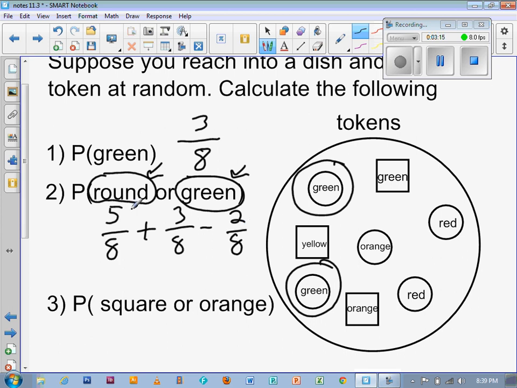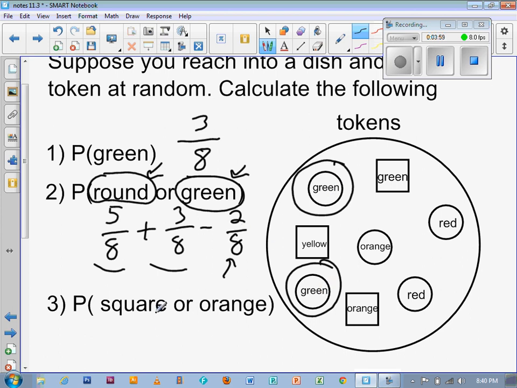So basically, again, we calculate how many round tokens there are, which of course is 5 out of 8. We calculate how many green tokens there are, which is 3 out of 8. There's 3 greens. And then what you have to do is ask yourself, are these events mutually exclusive or not mutually exclusive? This one would be considered not mutually exclusive. These two events are not mutually exclusive because we basically counted events in both probabilities more than once. So we subtracted 2 eighths from that simply because we counted those 2 green tokens twice, because they were also round.